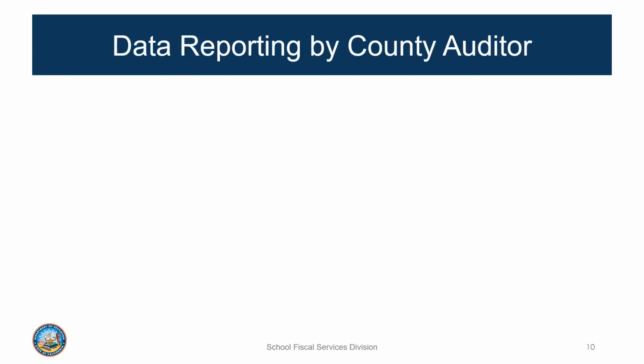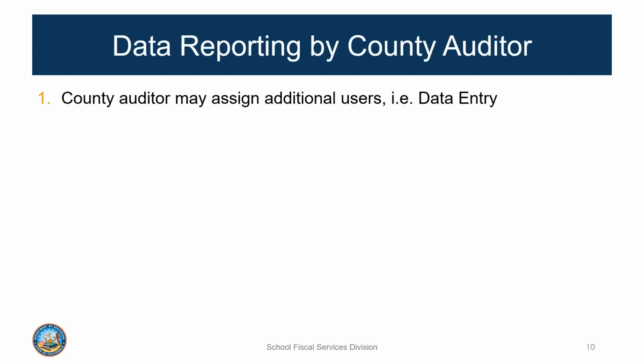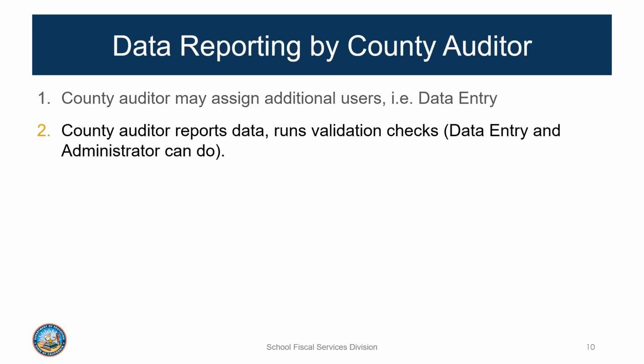Now, the data reporting by the county auditor will also follow some steps. First of all, the county auditor may assign additional users, for example, a data entry user who could help with keying data. Once the data are keyed in, either the data entry user or the administrator user will run validation checks. Validation is just a new term that we use to refer to the check save function in the PADC desktop software.